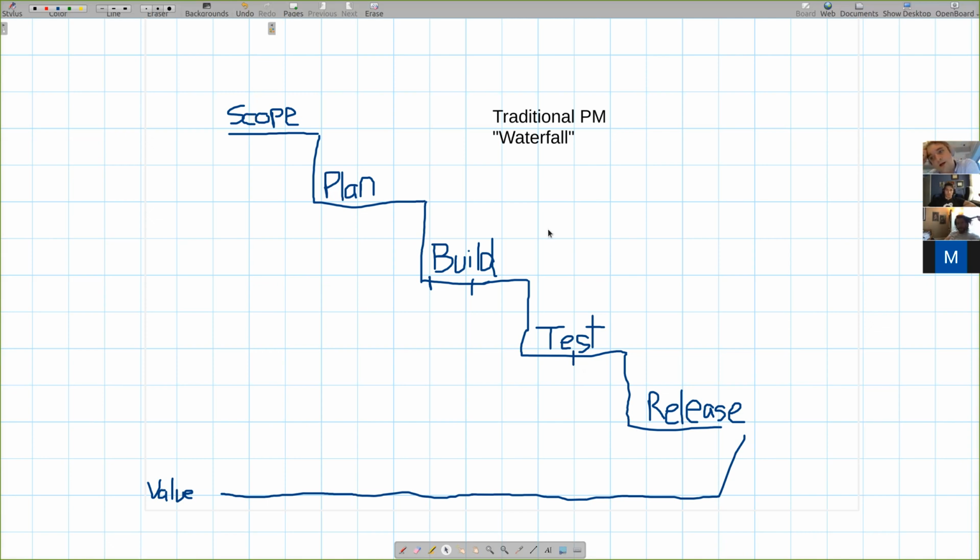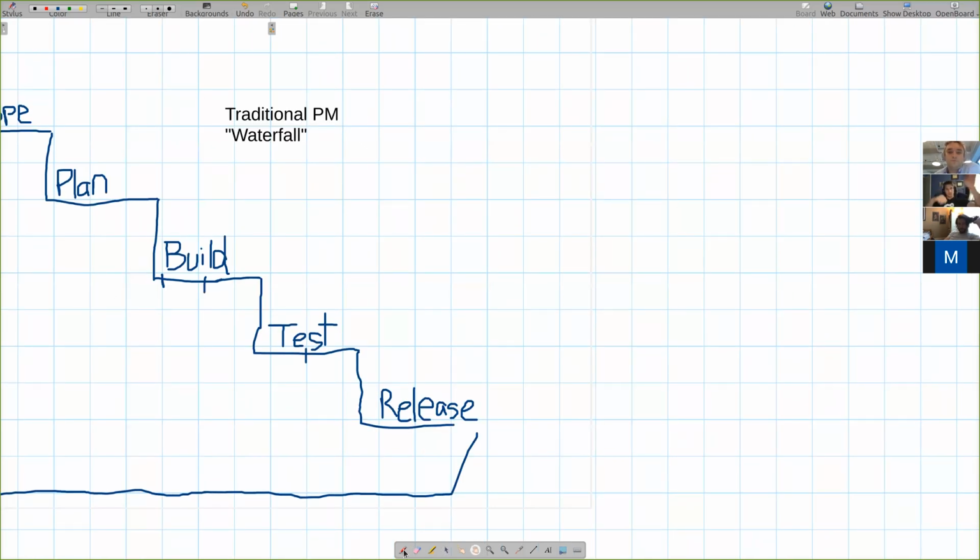So around 2001, in the 90s, there were a couple of groups that were trying to rectify this. It went by a couple different names. One of them was Scrum. Scrum was an attempt to break out of the waterfall. Another one was XP, or extreme programming.